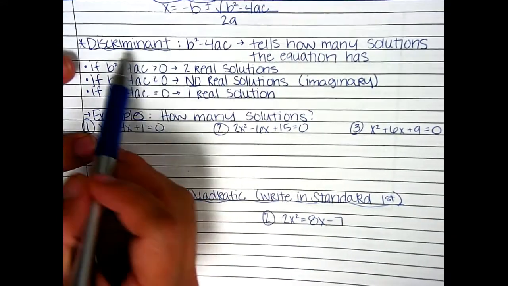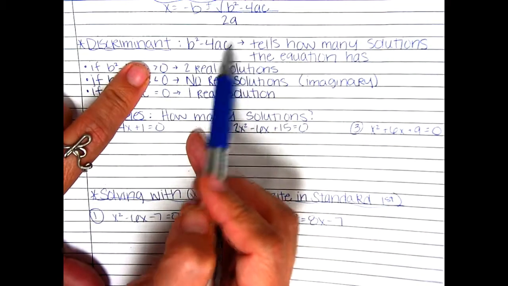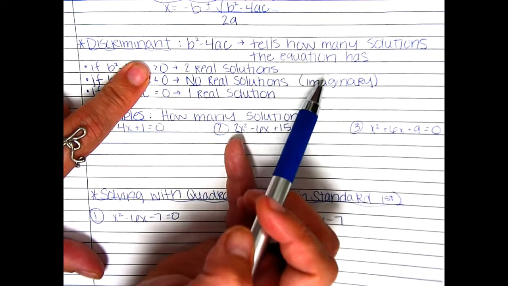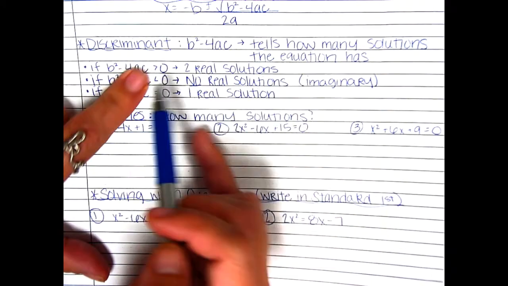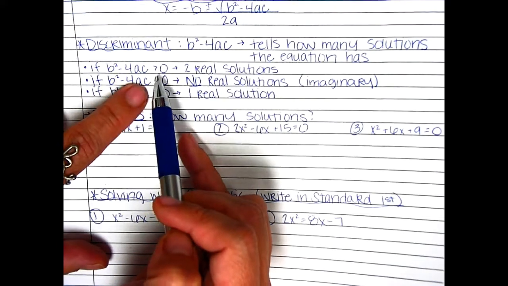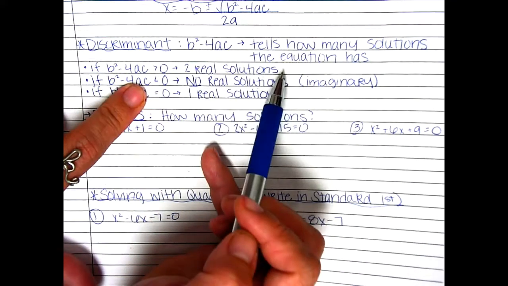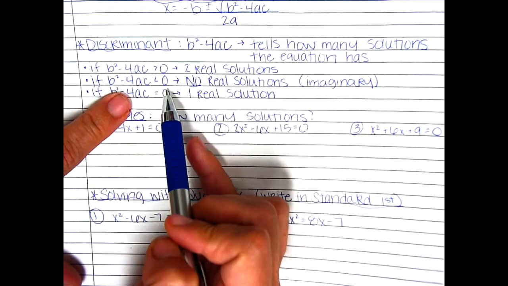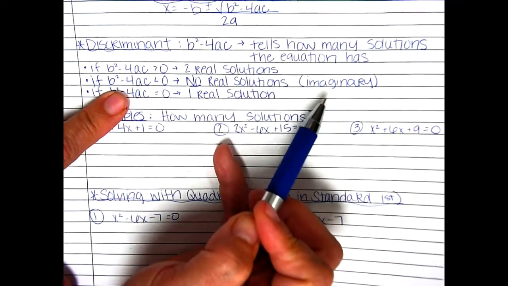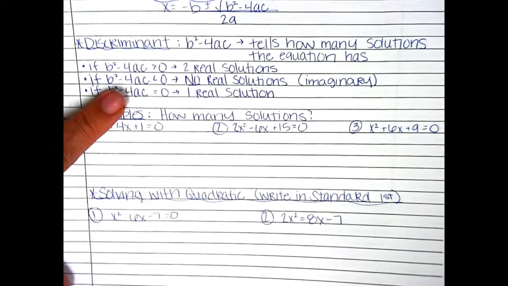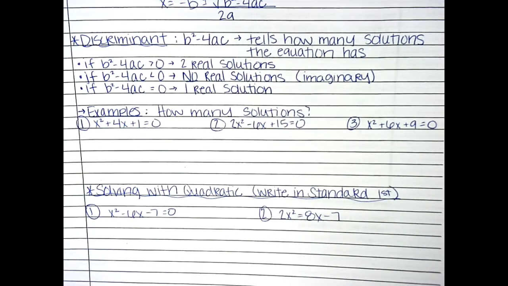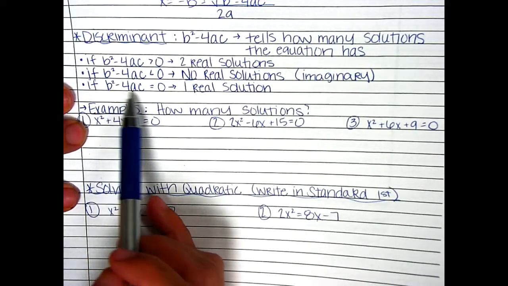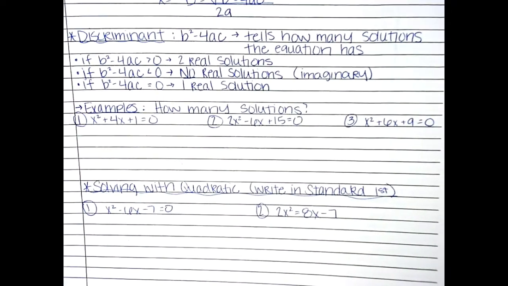There is something called the discriminant, and it's part of the formula. It's the b squared minus 4ac, and this tells us how many solutions the equation has. So if b squared minus 4ac is greater than 0, the equation has two real solutions. If b squared minus 4ac is less than 0, there are no real solutions, which is when we use the imaginary, the i. And if b squared minus 4ac equals 0, then there's one real solution.